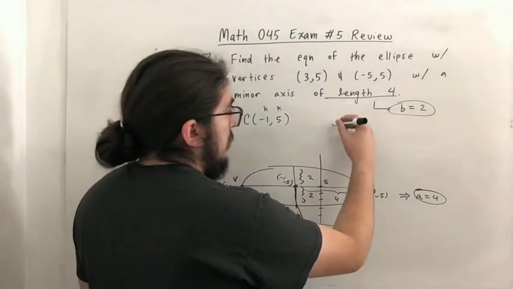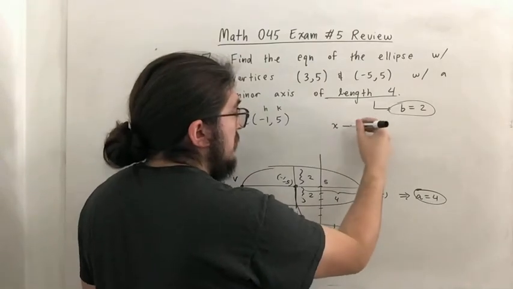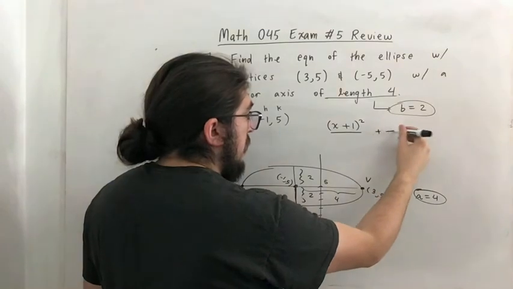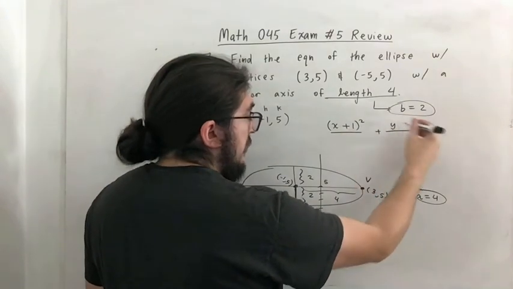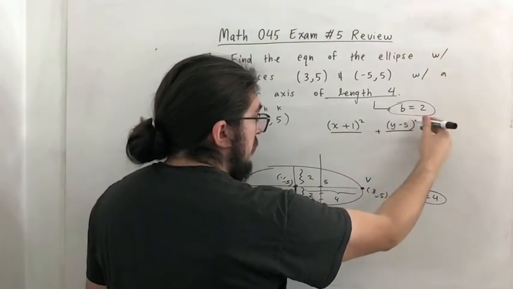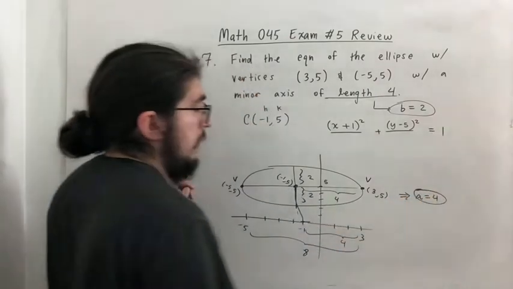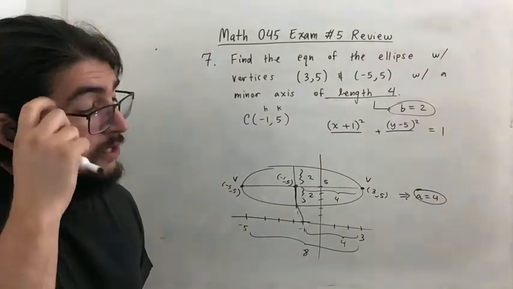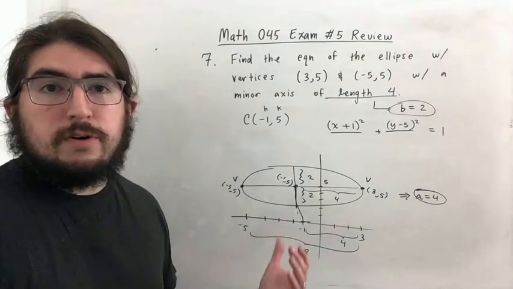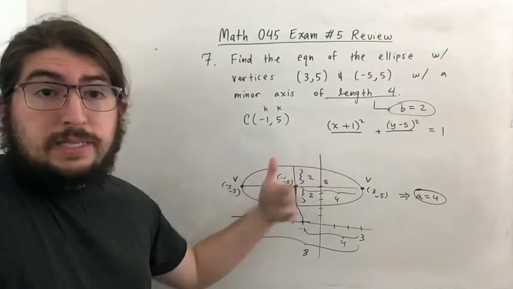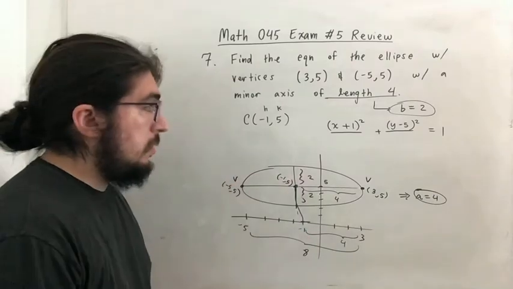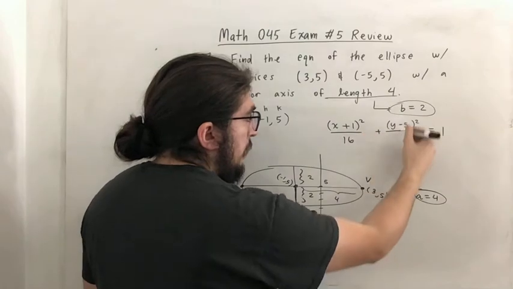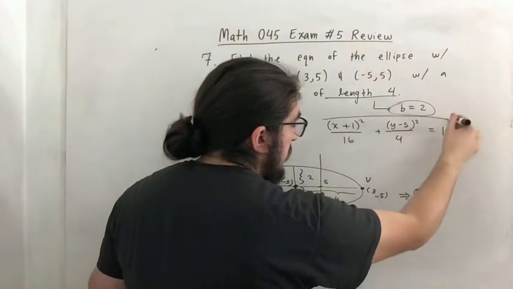So we're done. We know it's going to be x minus h. X minus -1 is x plus 1 squared over something. We'll get to that in a moment. Plus y minus k, it's y minus 5 squared over something, equals 1. Now, what goes in the denominator of what? Well, remember, for ellipses, the larger denominator dictates if it's horizontal or vertical. The larger under x means it's horizontal. This is clearly horizontal. The larger one is always going to be a squared, which is 16. B squared is 4. There is our equation.